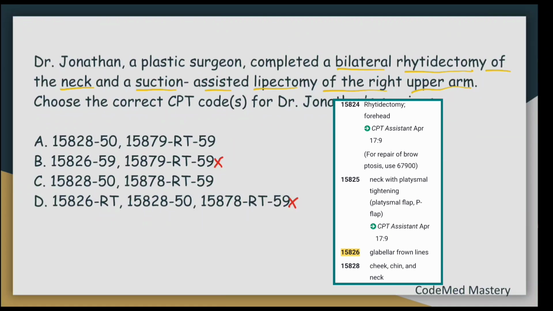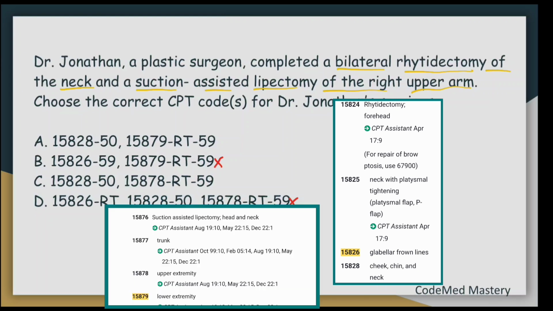Below the codes for rhytidectomy, there is a parenthetical note in your CPT manual. For bilateral rhytidectomy, add modifier 50. Therefore, we have appended modifier 50. Next is the second code. In option A, it is 15879 and in option C, it is 15878.